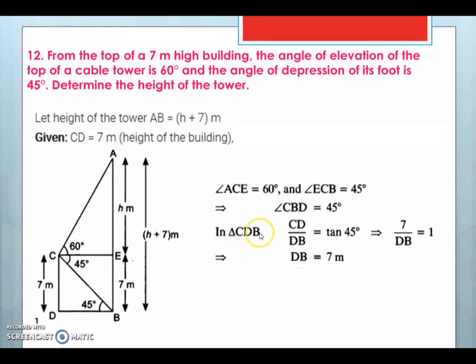Applying trigonometric ratio in triangle CDB, you will get CD upon DB is equal to tan 45. Tan 45 value you know it is 1. So 7 upon DB is equal to 1. So DB is 7. Now DB and CE, they are equal. So this is also 7 meters. Next, when you apply trigonometric ratio in triangle ACE, you can use 7 meters as the base.